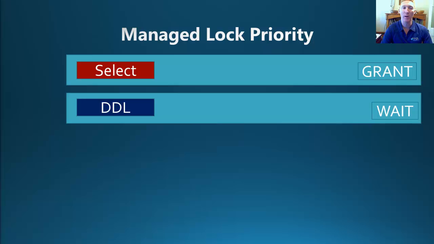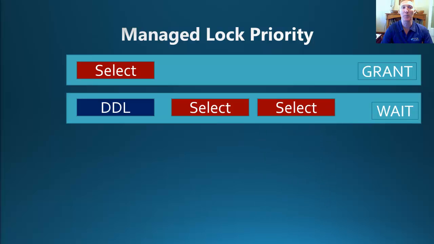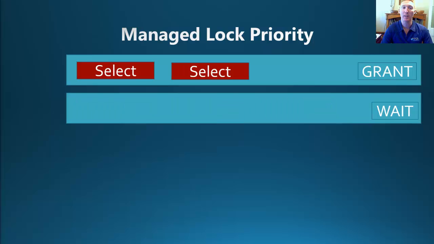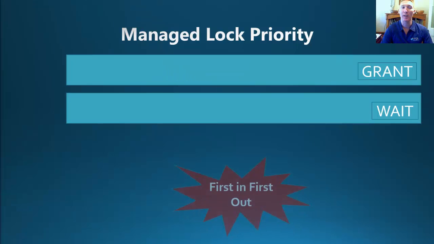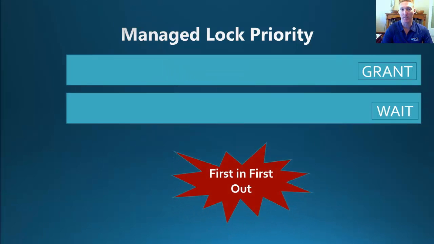The lock required for the DDL statement isn't social with the select statement. It requires what's called a shared schema lock. So it has to sit and wait until it's able to get that lock to perform what it needs to do. If subsequent select statements are issued against that same table, they sit in the wait queue until they're able to get their lock and continue. So basically what this means is that we have a first in, first out scenario.